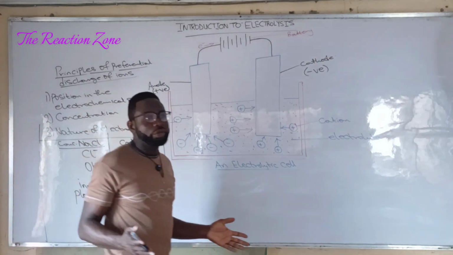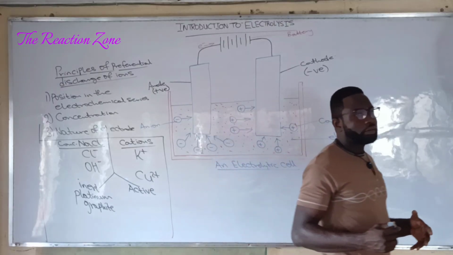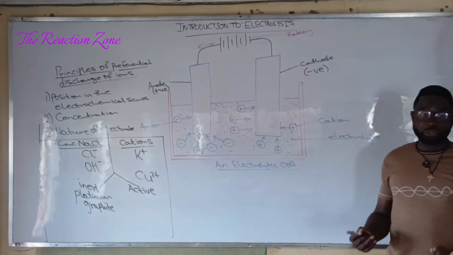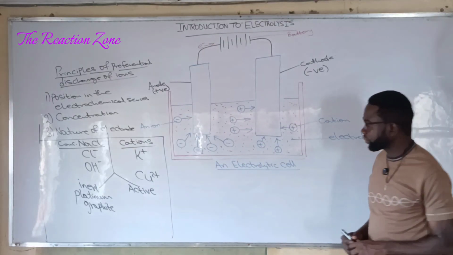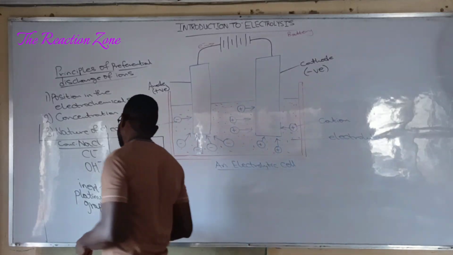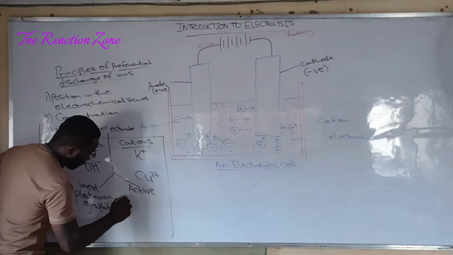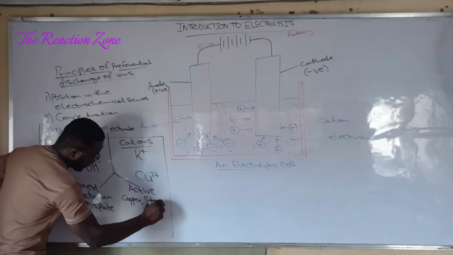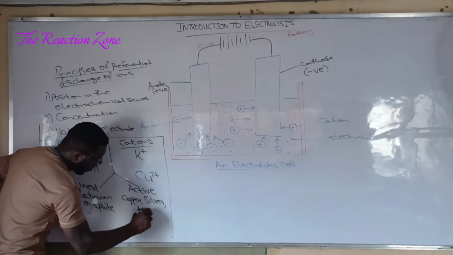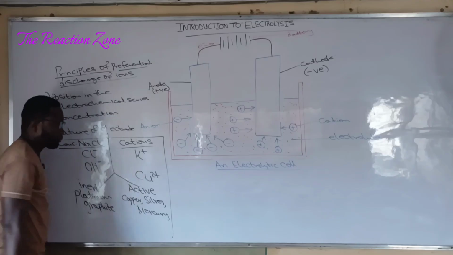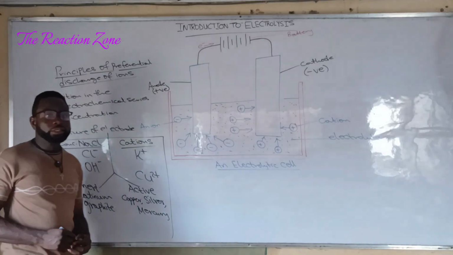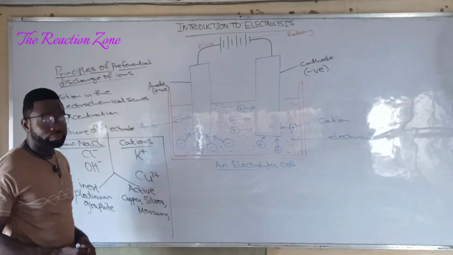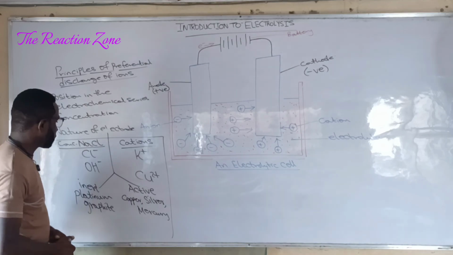Active electrodes, on the other hand, influence the ions that will be deposited. Examples of active electrodes are electrodes that are made of copper, silver, mercury. Now let us explain this using some examples.